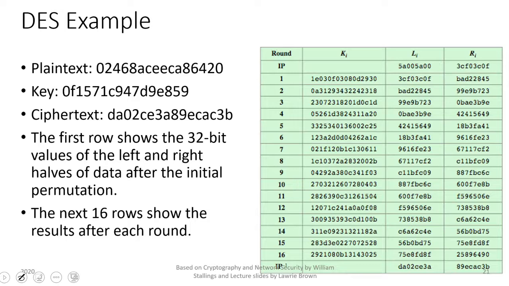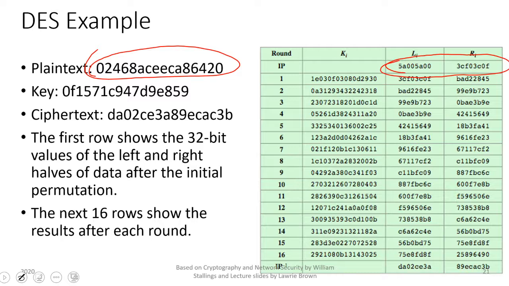So here what you can see is a DES example, an example of a DES operation or encryption. In the first row we have the values of the plain text, and here we have the plain text after the initial permutation. So we still have the initial permutation.